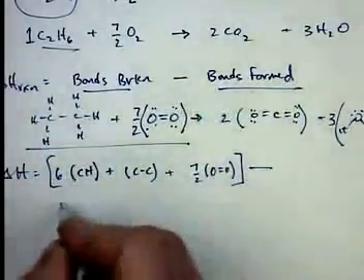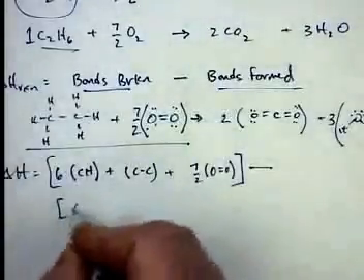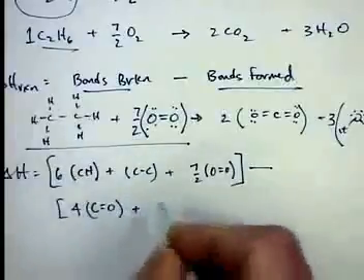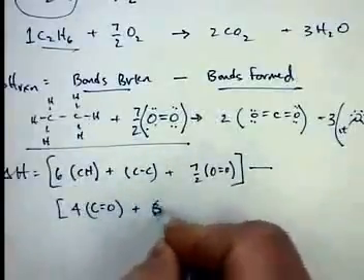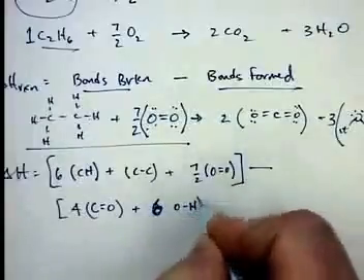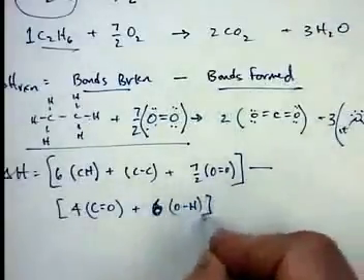We'd subtract from that the bonds that are formed. And there'd be 4 of the carbon-oxygen double bonds. And we'd add to that 6 of the oxygen-hydrogen bonds from the water.